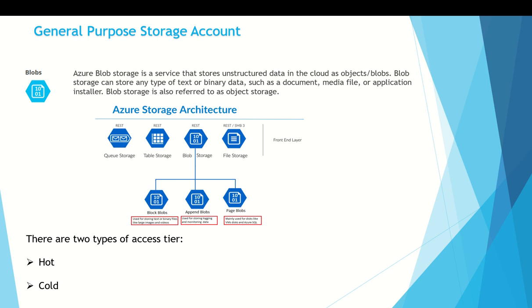So cold: this access tier is lower in performance than the hot access tier, that is, it offers higher latency than the former access tier. That being said, it comes with a lesser price tag and hence can be used for data which is less frequently accessed.